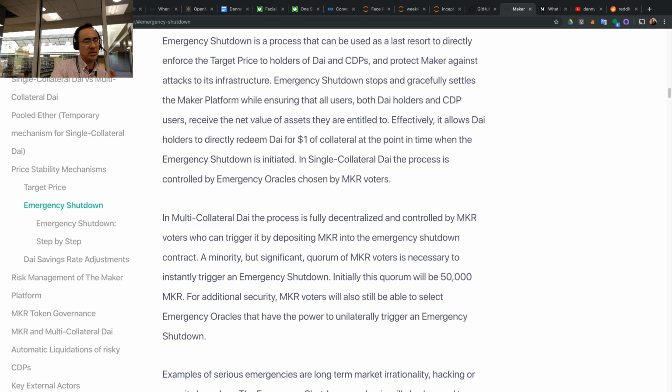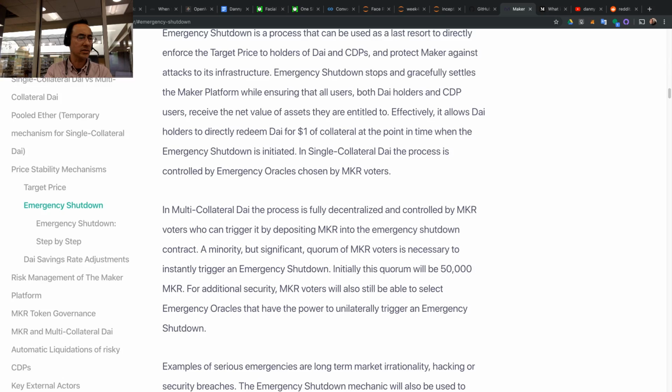So there's this mechanism called emergency shutdown. I think if the value is too high or too low, it will shut it down. And then this mechanism is responsible for your DAI to be redeemed for $1 of the collateral at the point in time when the emergency is initiated. In single collateral DAI, the process is controlled by emergency oracles chosen by Maker voters.